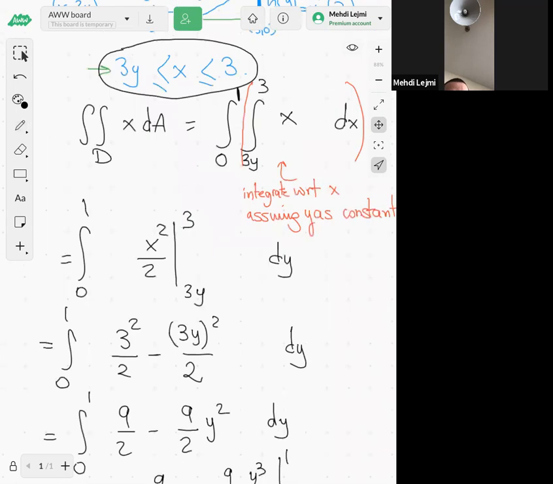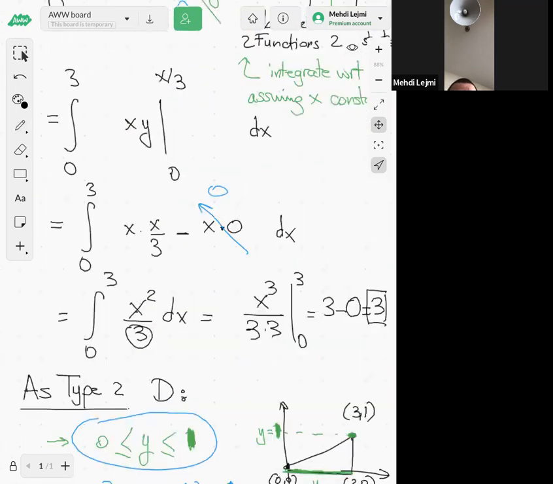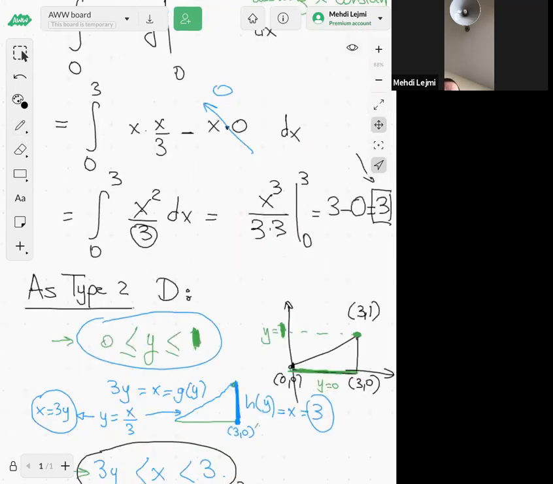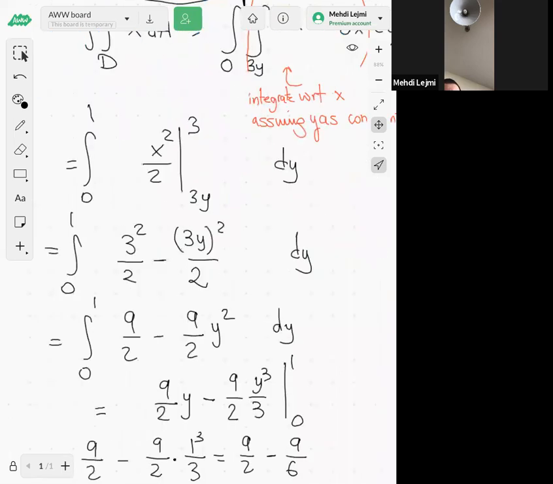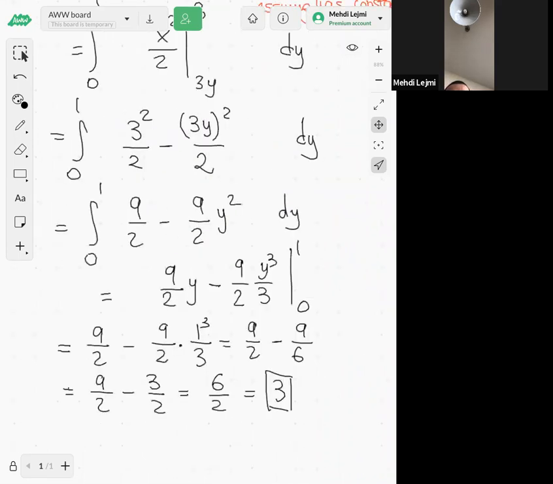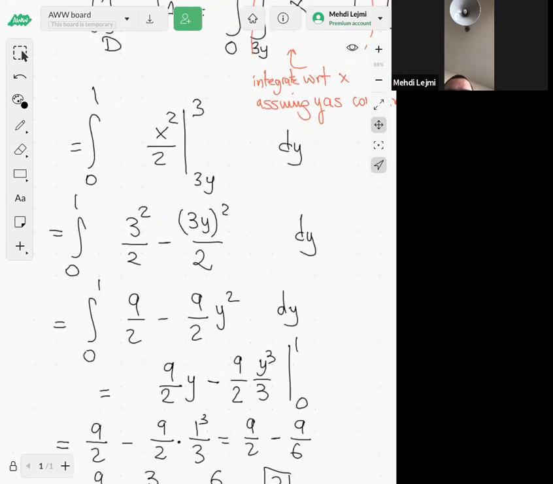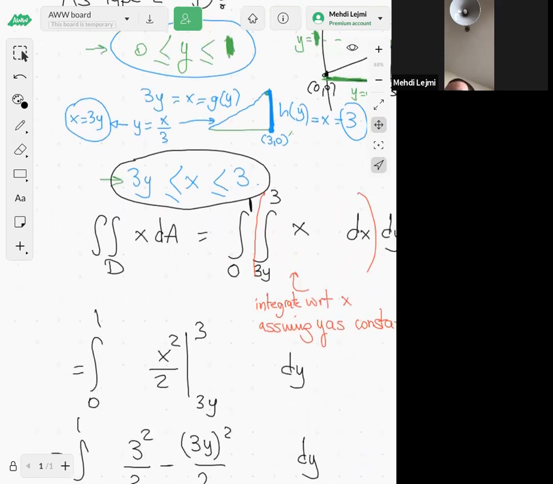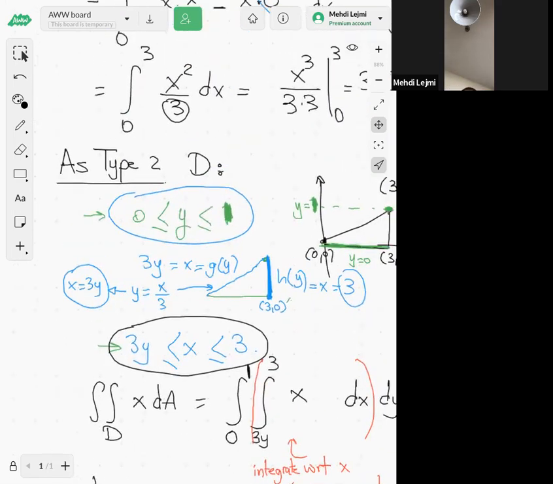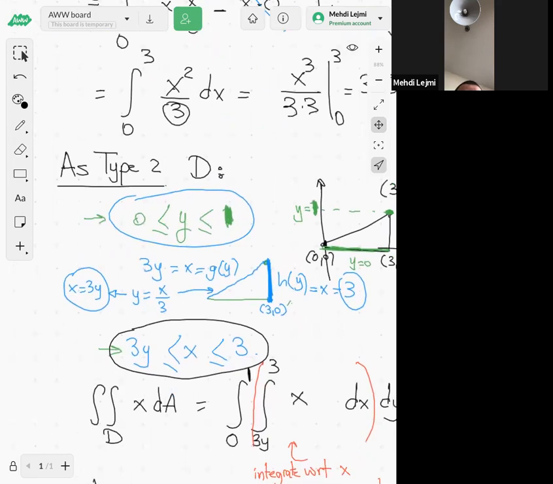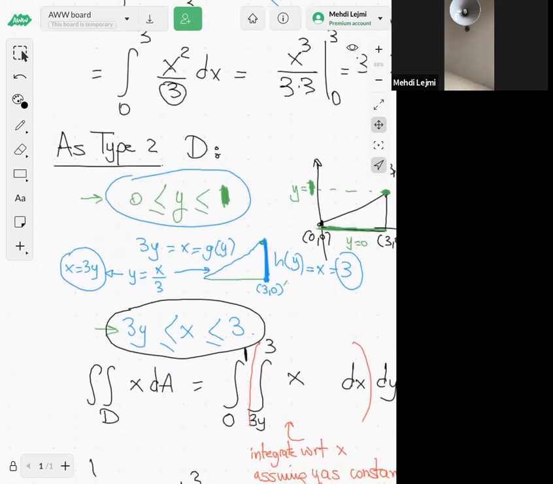In the first way, we described D as a type 1, right? And we got the answer 3. And the same thing, when you describe D as a type 2, you get the same answer. You get 3. Any questions, guys, about this exercise? I'm doing this exercise just to show you that it doesn't really matter how you describe your region D, as a type 1 or as a type 2, you're going to get the same answer, right?